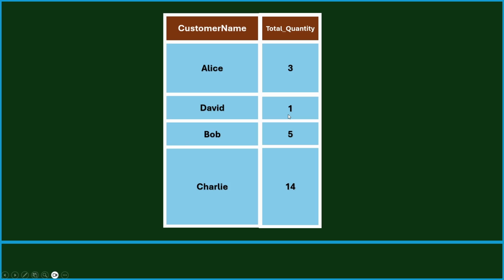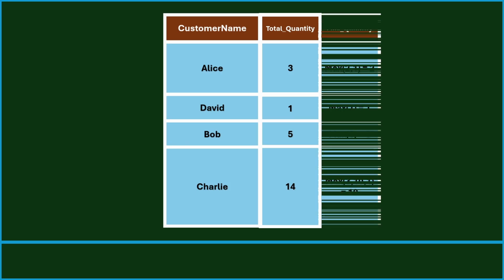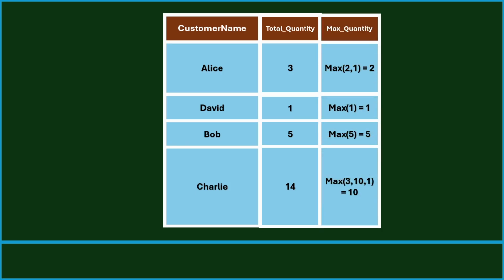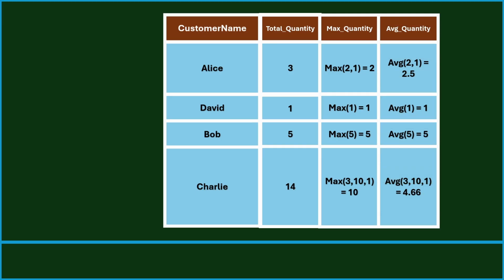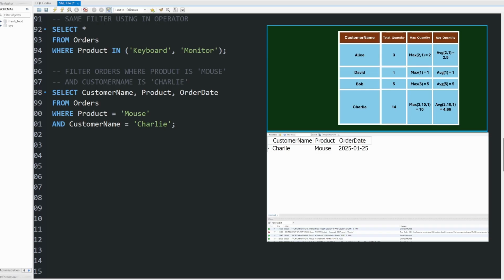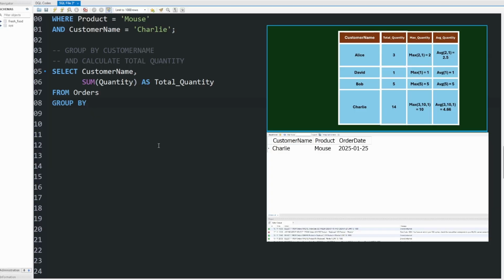And remember, it's not just sum. You can also use other aggregate functions like max, average, count, and other types of aggregate functions. So let me show you how to do that. As I said, we only select customer name, and then for quantity, we use the aggregate function, sum quantity, and we give it a name, from table, and we have to use GROUP BY because we want to group it by customer name, and that's it. Perfect. You see, we have 3 for Alice, 5 for Bob, 14 for Charlie, and 1 for David.